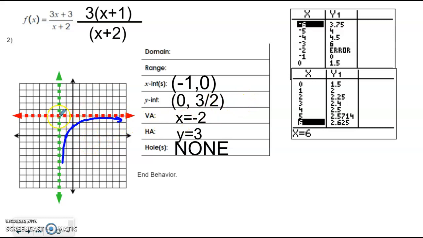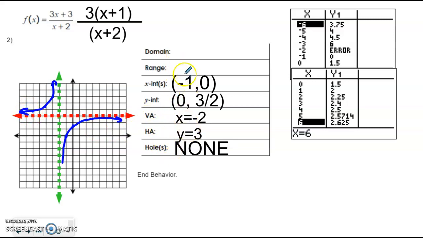Now if I go on the other side, I got -6, 1, 2, so that's 2, 4, 6. I'm going to go up to 3.75. And then I'm going to go to 4. And then I'm going to go to 4.5. And then I'm going to go up to 6. So in this case, my graph is going up like this, looking at my table.